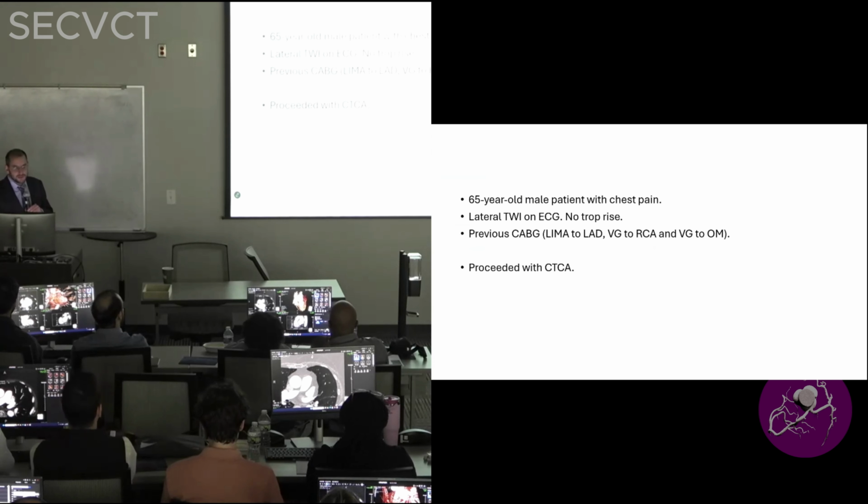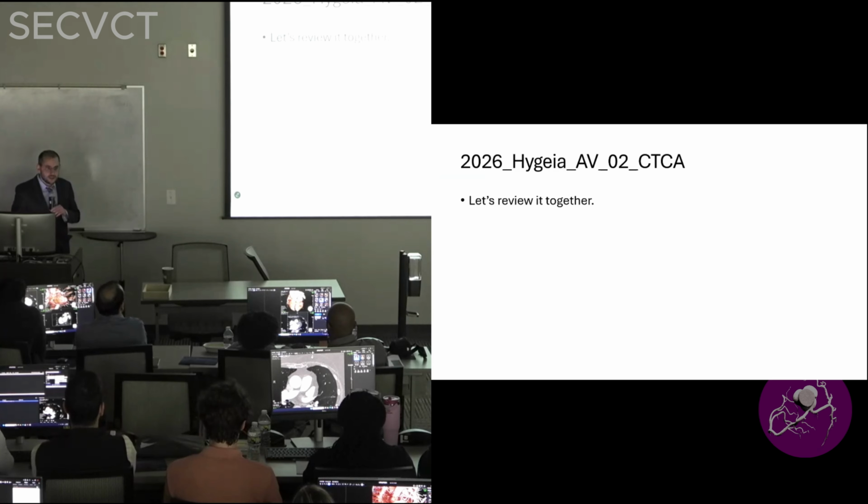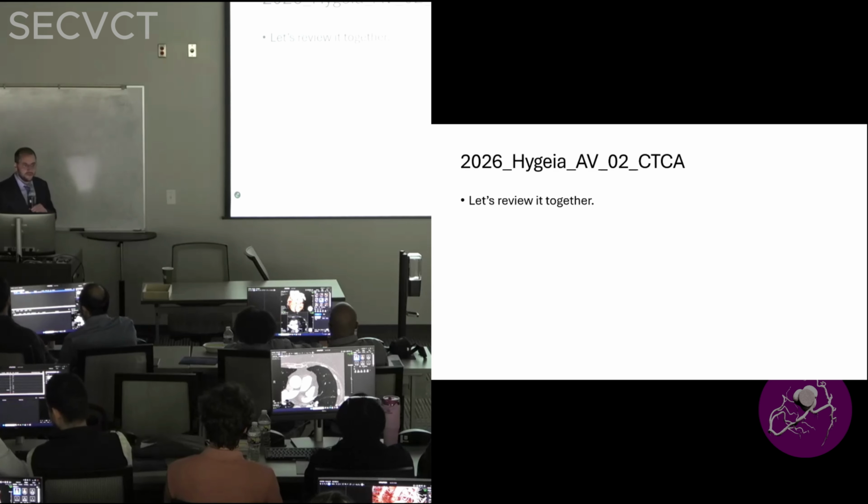In terms of his past medical history, he has a previous bypass graft. We know what the grafts are. He had the Lima to LAD, a venous graft to his RCA, and a venous graft to his obtuse marginal branch. A decision was made to proceed with cardiac CT. So let's load this study, please, and review it together.